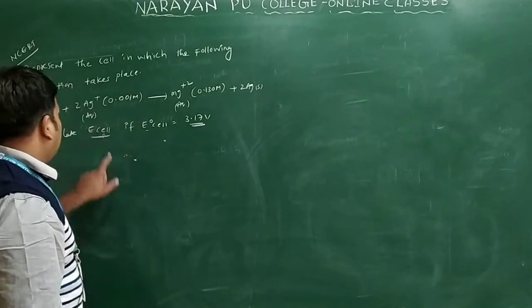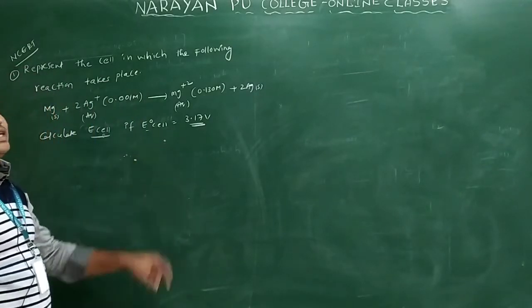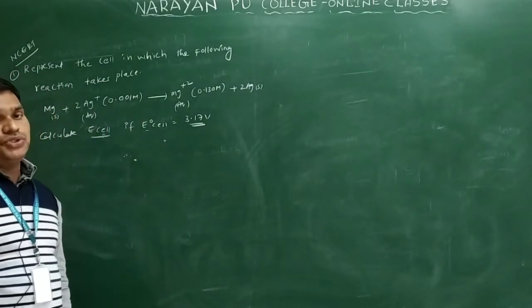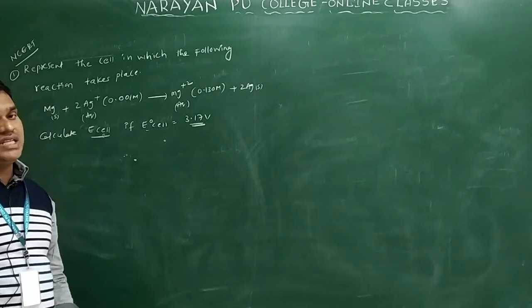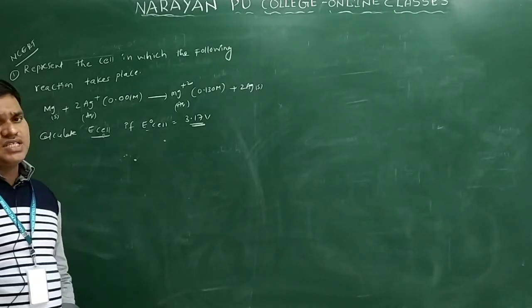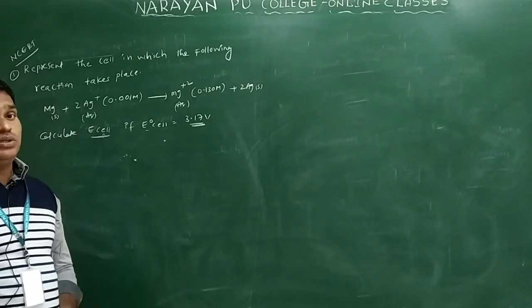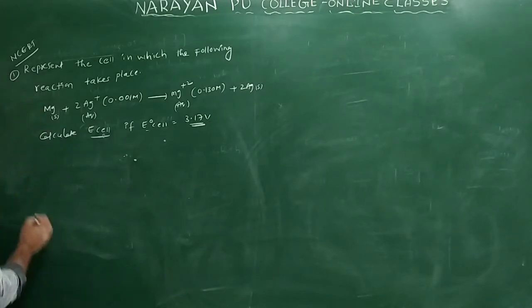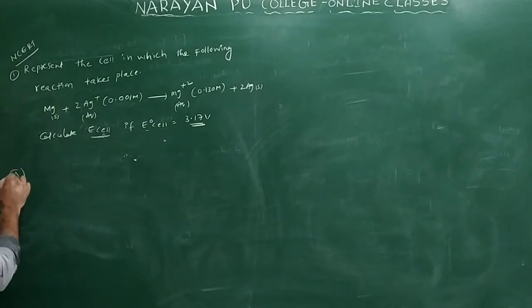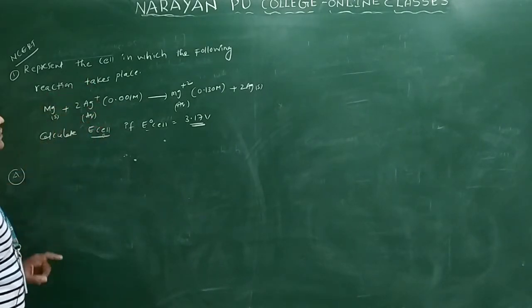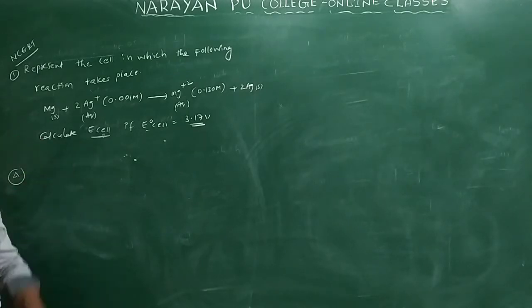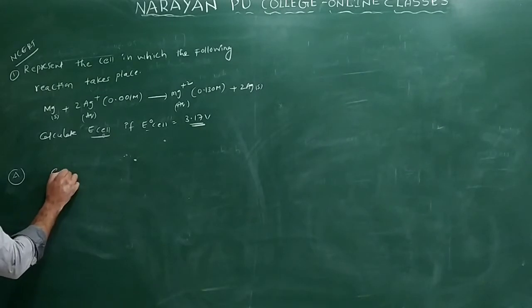So here they want to calculate the E cell and they gave the E naught of the cell only. This question is related to the Nernst equation only. This is for different electrolytes and electrolytic solutions also. Clear? First of all, they are asking to represent the cell. Cell means you have to write the cell reaction first, then you can calculate the E cell for the reaction. I will write the cell representation.